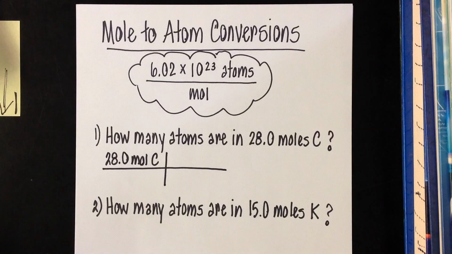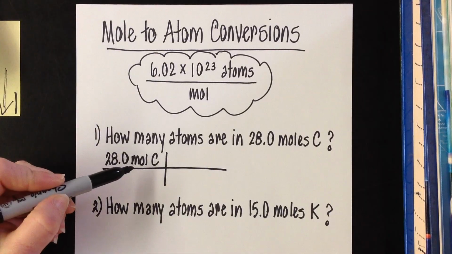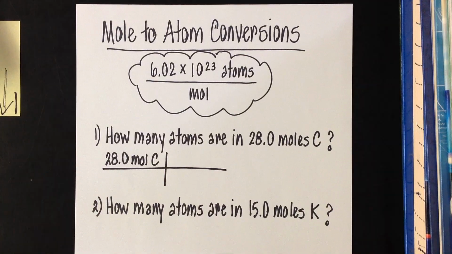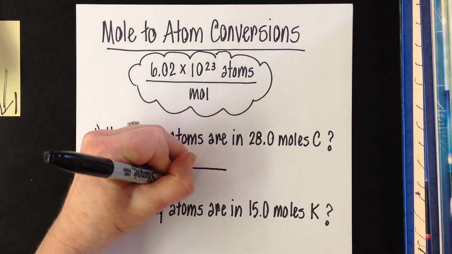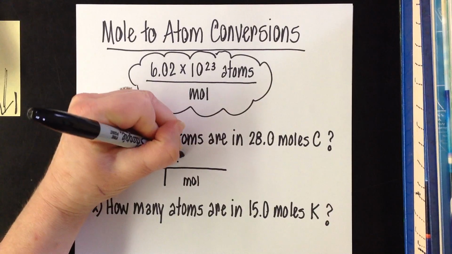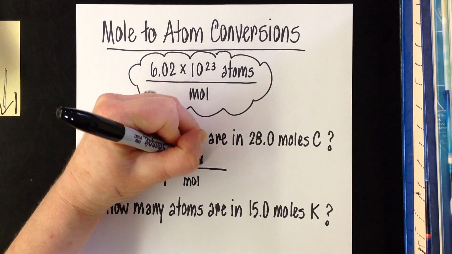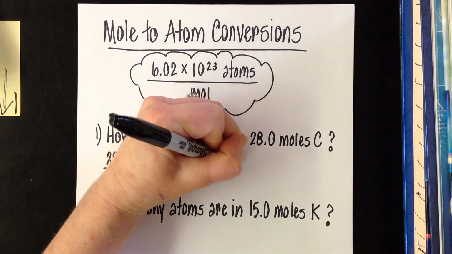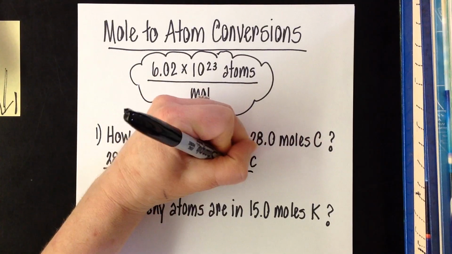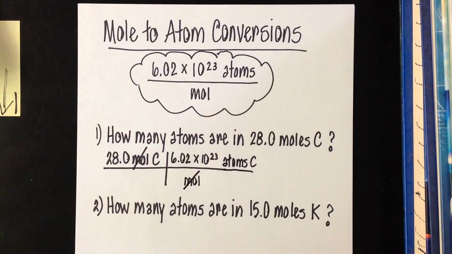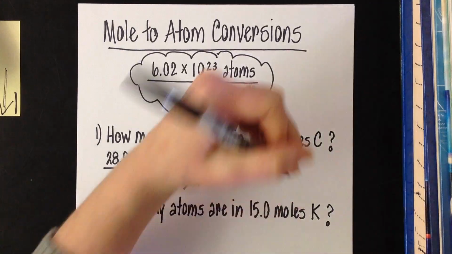Now, if you'll remember from the previous lessons, whatever unit is on the top always goes on the bottom in the next step. And so we know mole is going to be on the bottom. Once again, mole is all by itself. That's going to make your work really easy. And we know there are 6.02 times 10 to the 23rd atoms, in this case of carbon, per mole. Mole is on the bottom, simply so it cancels with the mole on the top in the previous step.